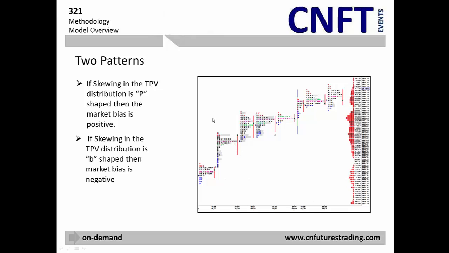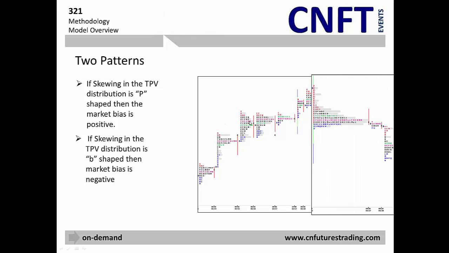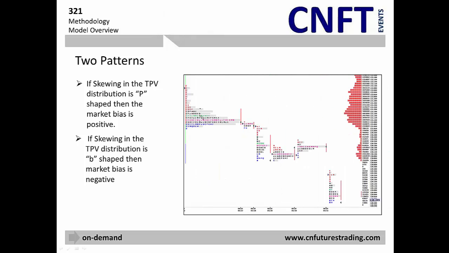If the skewing in a distribution is B-shaped, then the market's bias is to the downside, or negative. And once again, you'll see you've got a pretty pronounced B. This is a B. This is a B. And if you put all three of these together, it's a great big B. And then the market does break and head lower.